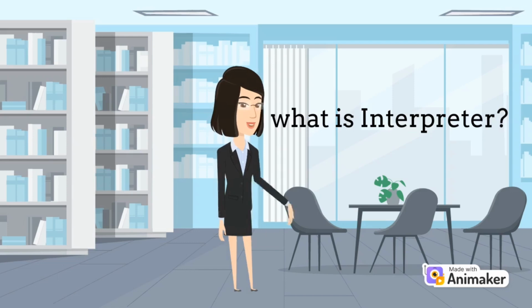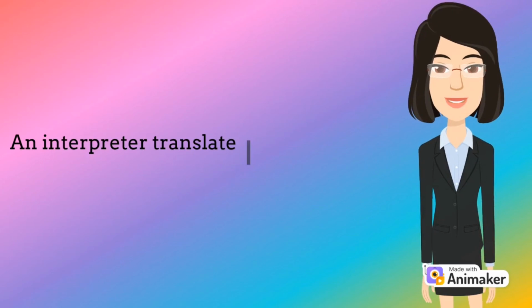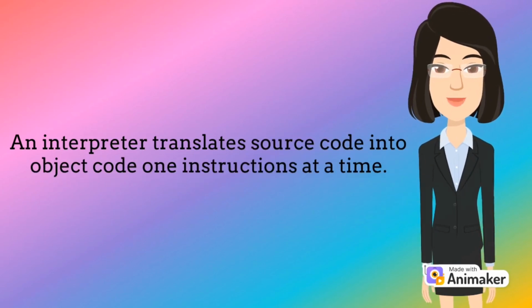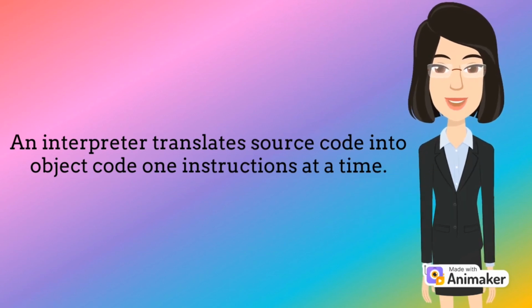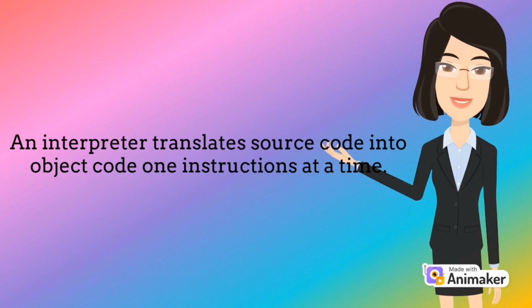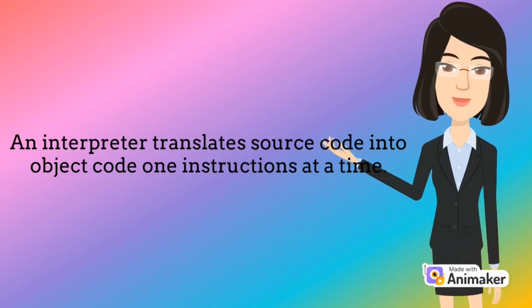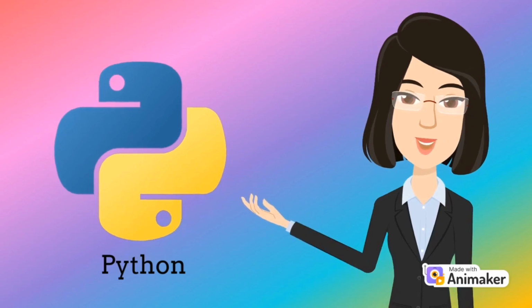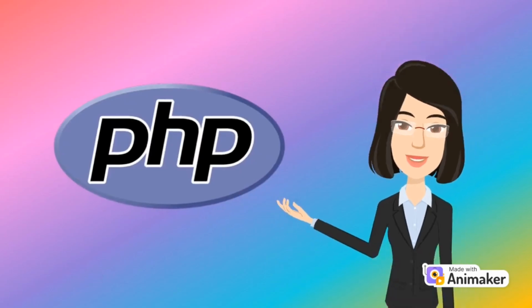What is an interpreter? An interpreter translates source code into object code one instruction at a time. It is similar to a human translator translating what a person says into another language, sentence by sentence. The resulting object code is then executed immediately.